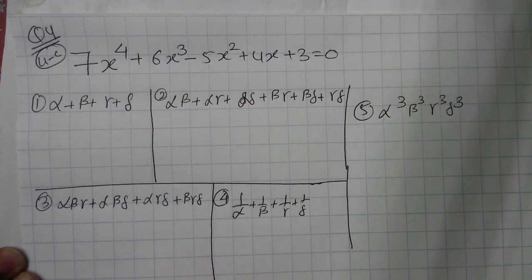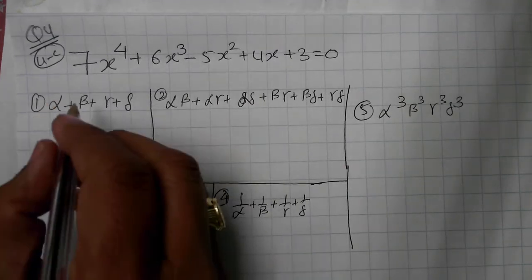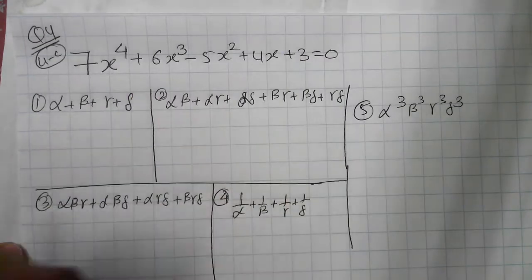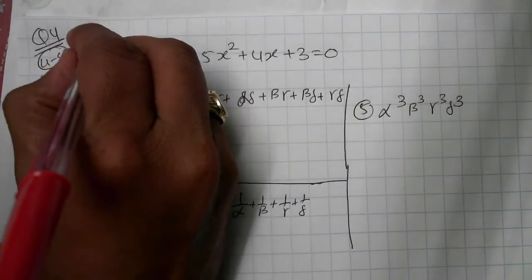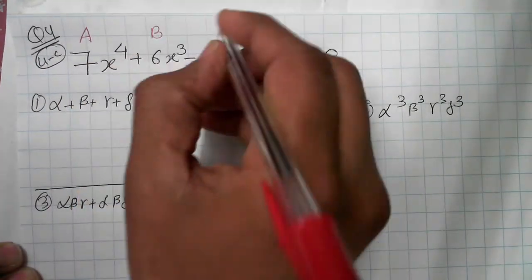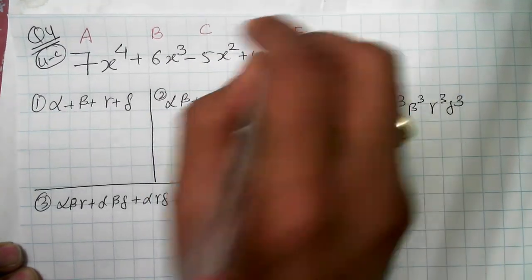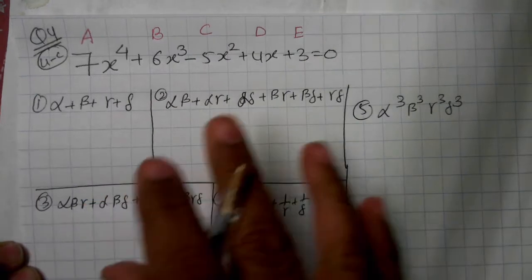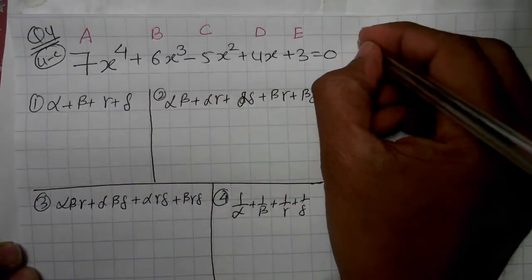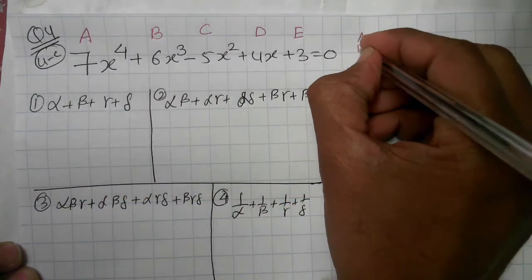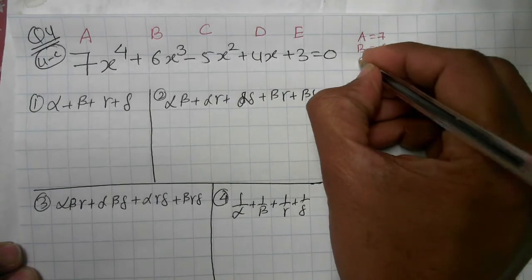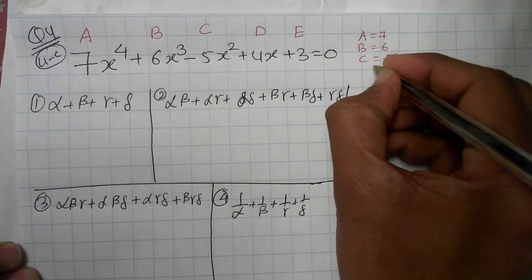So the first question, this is a polynomial given to you. Step 1, I'm going to identify what my a, b, c, d, and e are. Okay, if you want to be doubly sure that you don't make a mistake, you can write that down here, guys. A equals 7, b equals 6, c equals minus 5, d equals 4, and e equals 3.